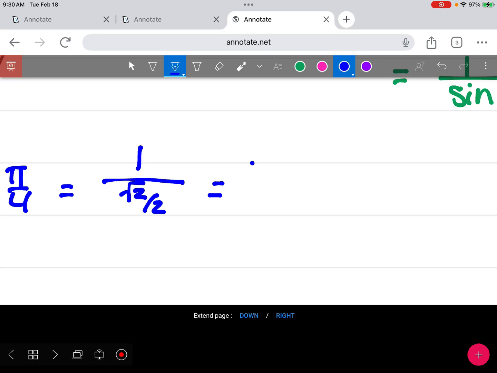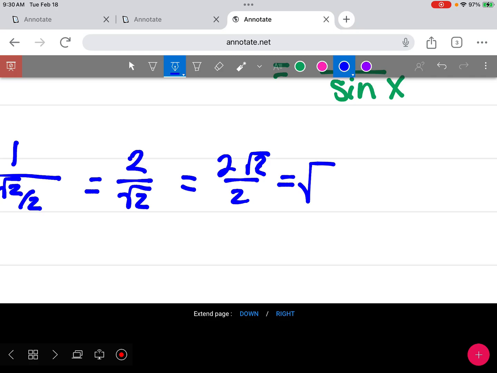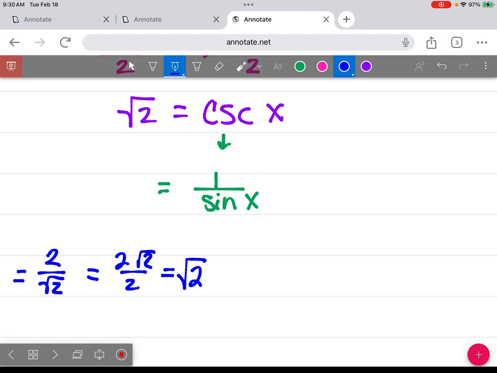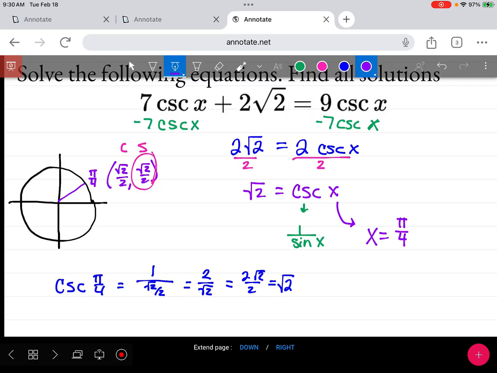Initially we have 2 over square root of 2, then we have to rationalize it, so we get 2 square root of 2 over 2. But then our 2's cancel out, and we're just left with square root of 2. So we can see that our cosecant, when our sine is square root of 2 over 2, gives us exactly what we're looking for. Whatever pathway we take to get there, one of our options for x is pi over 4. Where else are we going to have our sine be square root of 2 over 2?